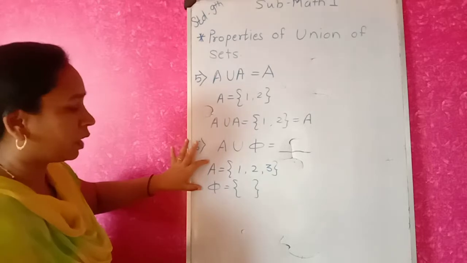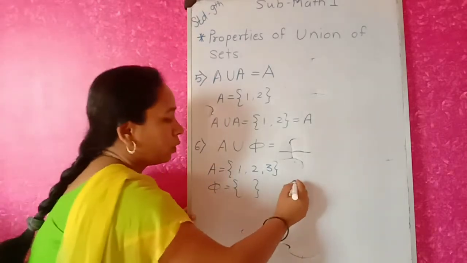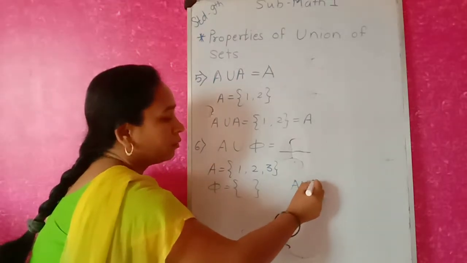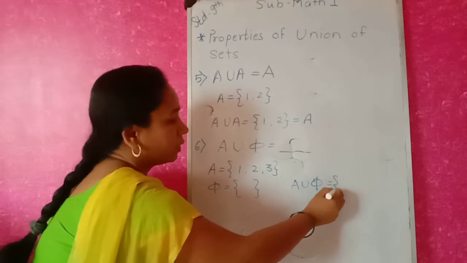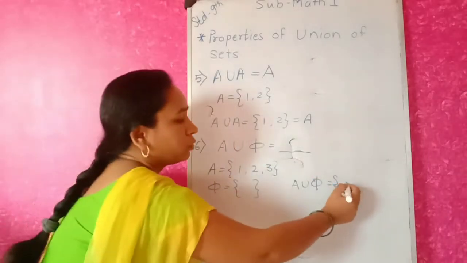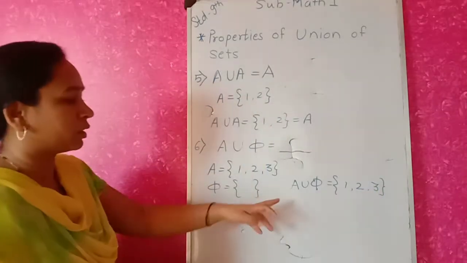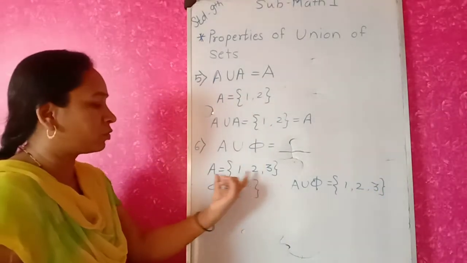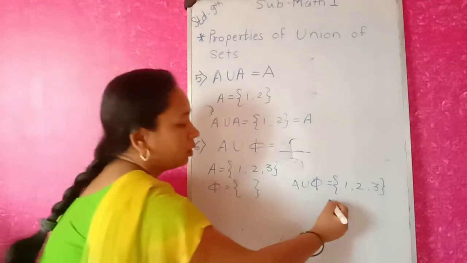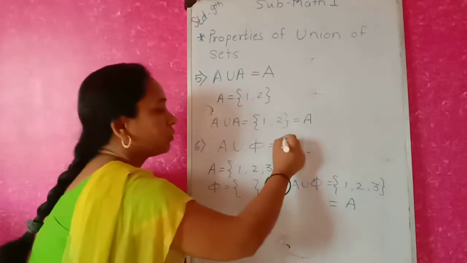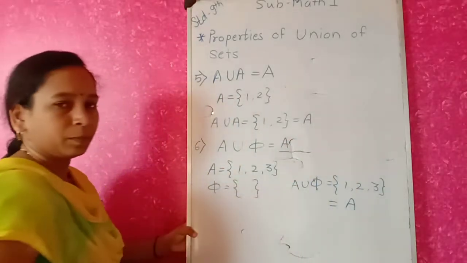So if I take A union φ, what elements will you get? You will get the elements 1, 2, 3 only. So 1, 2, 3 are nothing but the elements of set A. So here it is nothing but A. So the fill in the blank would be A.